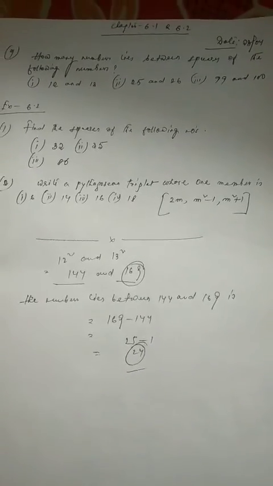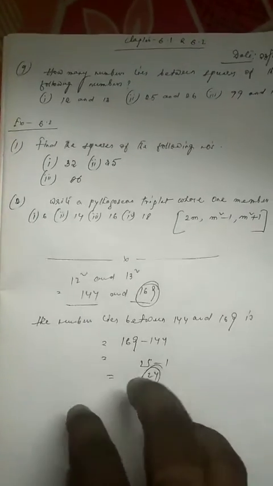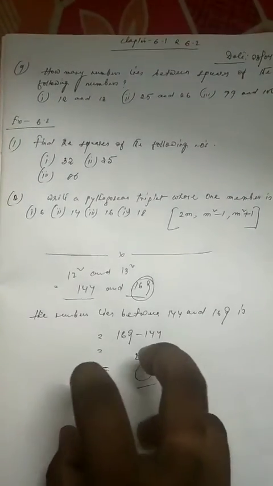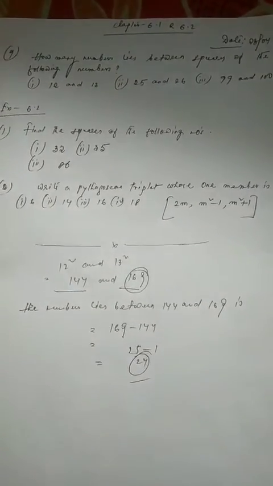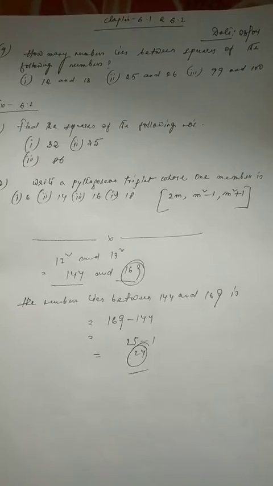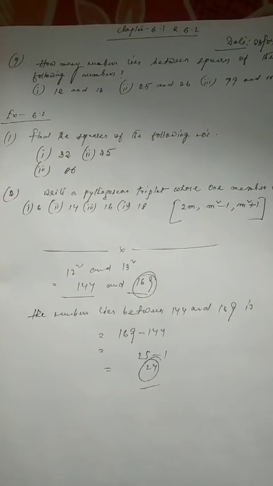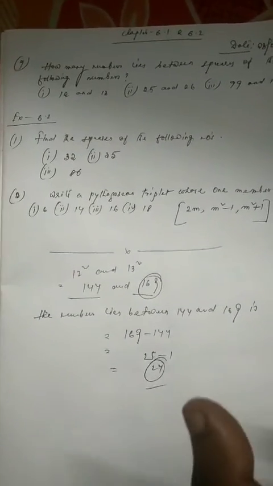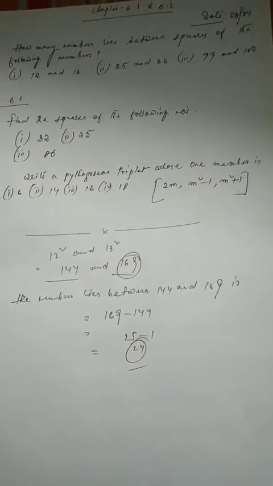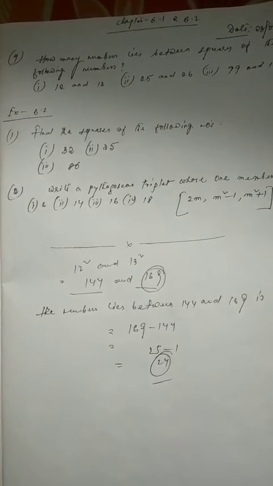So here, if you want to find exactly how many numbers lie between, if one number is 144, you write down the numbers in this order, like 144, 145, 146, 147, till 169. If you take the numbers that come between, in that case we will not consider 144 and we will not consider 169. We will take the numbers in between. So in that case, there are 24 numbers between 144 and 169, or the squares of 12 and 13.